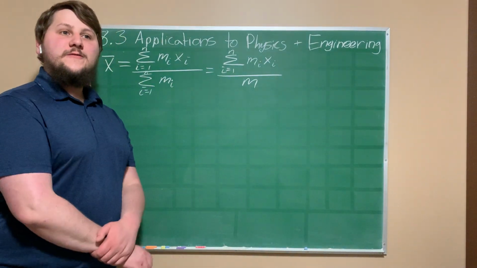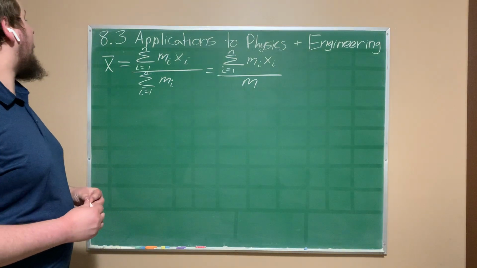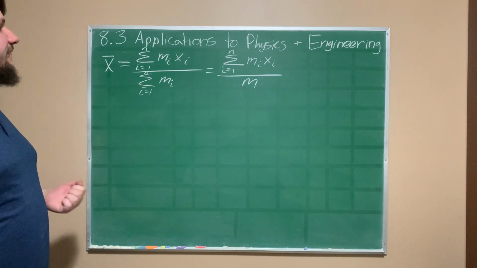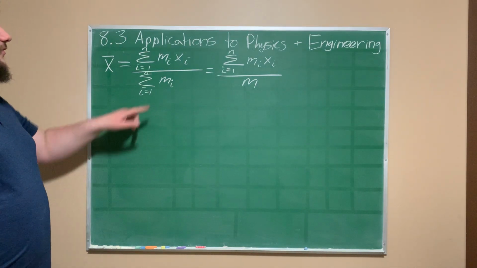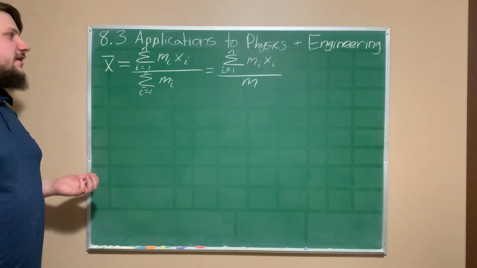Alright, at the end of the last video I was again cut off, so here's a quick summary of what's going on. We have the centroid x bar, which is found by adding together the moment of each of the different masses affecting the system.